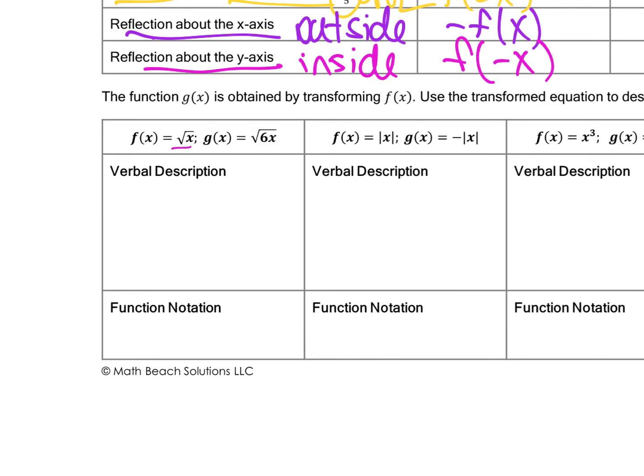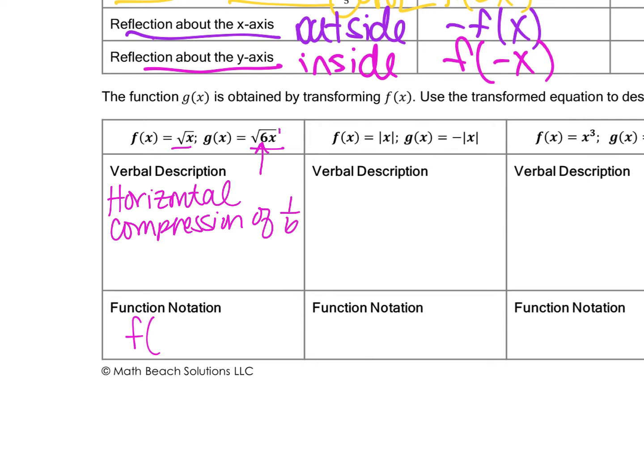So we're given the parent function, we're given the new function. If you notice, the change is there's a 6 on the inside. So on the inside, that's a horizontal. And it's the opposite, so 6 reciprocal of that would be 1/6, so that would be a horizontal compression of 1/6. Function notation, so I'm going to write f, and then inside is a 6 and an x. So there's your function notation for square root of 6x.